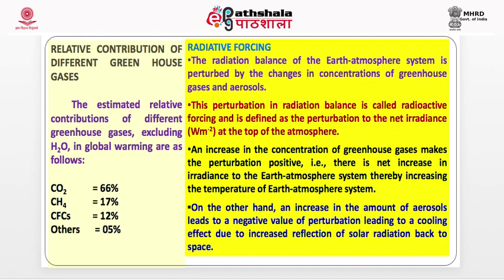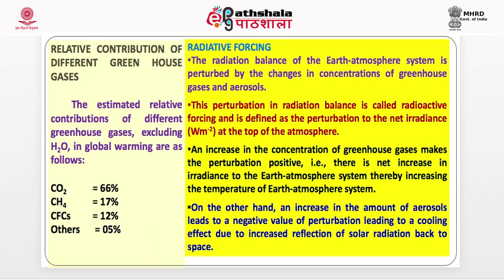Radiative forcing is defined as the perturbation to the net irradiance, this is the unit, at the top of the atmosphere. An increase in the concentration of gases makes the perturbation positive, that's an increase in temperature. A decrease in the concentration will lead to a negative perturbation and decrease in temperature. These are the greenhouse gases.